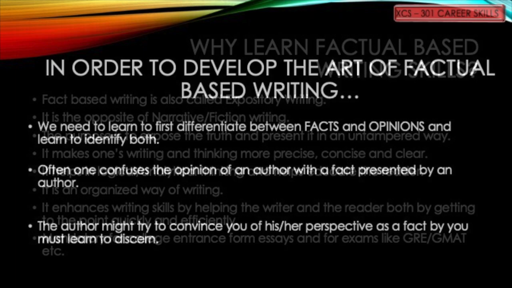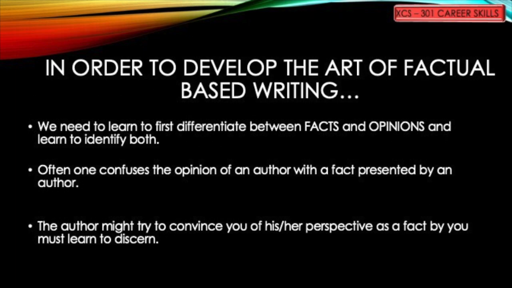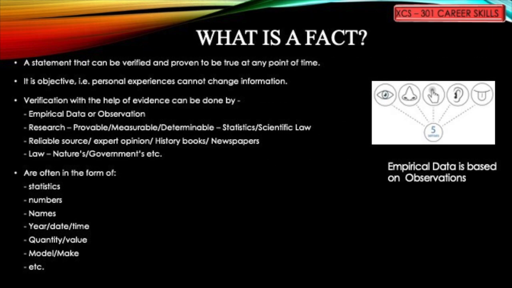Now, let's move on to what you need to do in order to develop the art of factual-based writing. So, first of all, we have to learn what is a fact, what is an opinion, how do they differ, and how do we identify both. Once past that, we have to understand that an author may present his or her opinion in the form that it might seem like a fact, but it will not be one. So we must learn to discern between the two. No matter how pressing or convincing the author writes, you should be able to identify or differentiate a fact from an opinion.